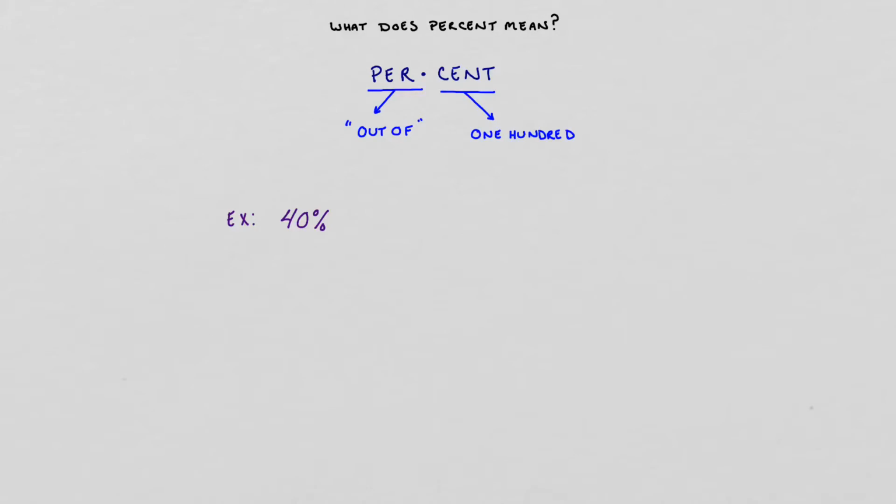So let's apply this definition to 40%. We can write 40% as a fraction. So kind of think about it as you say it, 40%. In other words, let's translate that. 40 out of 100. So 40 out of 100. So really quickly, we've already converted this into a fraction form.